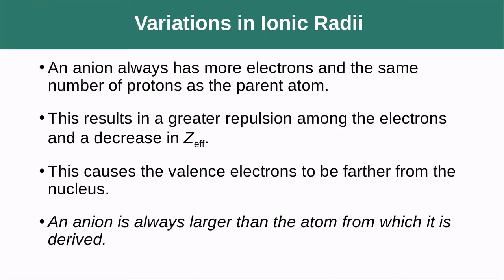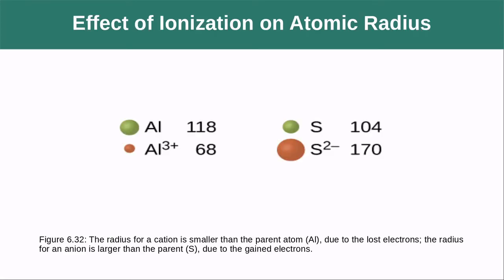An anion always has more electrons and the same number of protons. This results in greater repulsion among the electrons and decreases the effective Z value. This causes the valence electrons to be farther from the nucleus, and for this reason, an anion is always going to be larger. Here we can see some examples, with aluminum having quite a bit smaller radius when you take away 3 electrons. When you add 2 electrons to sulfur, the atomic radius increases quite a bit.